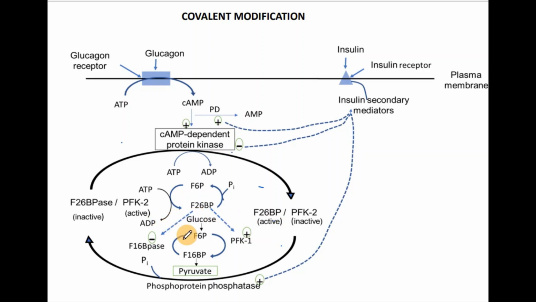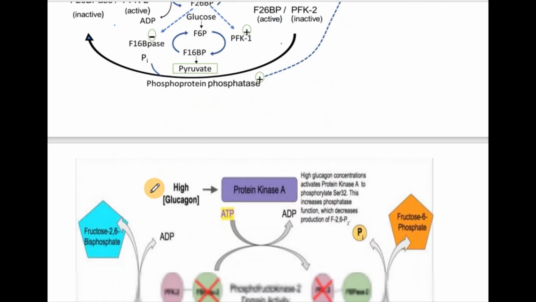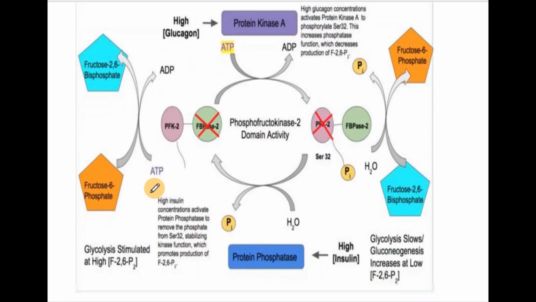If you have dephosphorylation, which is caused by the release of insulin, which can go and activate the phosphoprotein phosphatase, causing this dephosphorylation, we are going to activate the PFK2. Then the PFK2 will convert the F6 phosphate to F26 bisphosphate, and the F26 bisphosphate will go and activate the PFK1. Then the PFK1 can proceed with glycolysis. So let's check the next slide and see how best we can use this analogy to explain this.